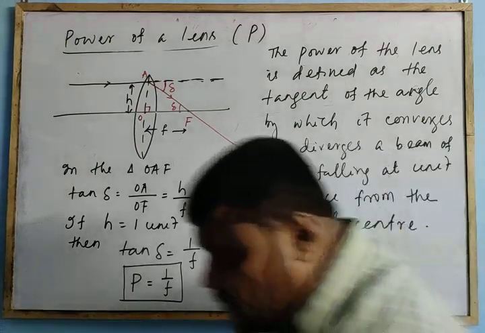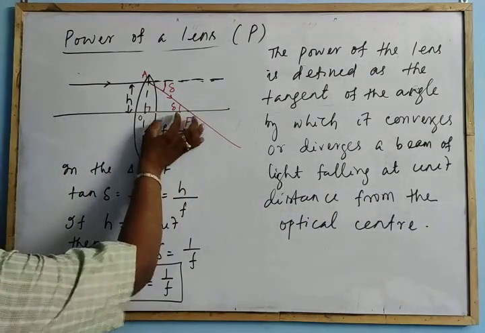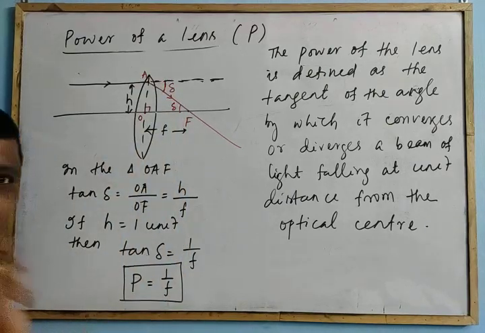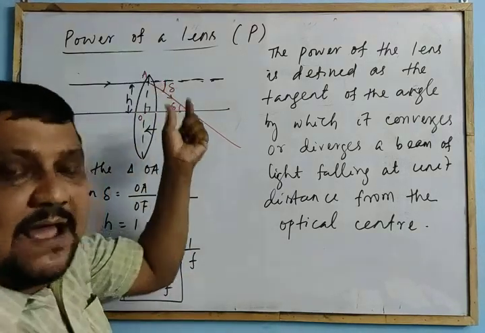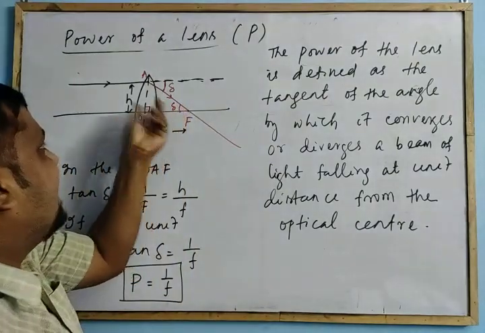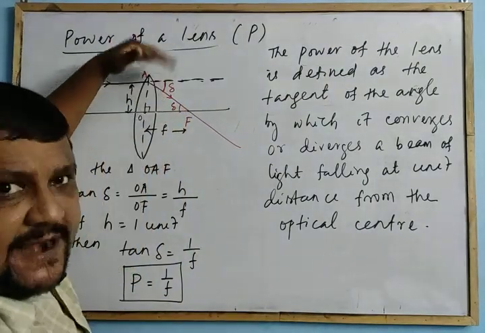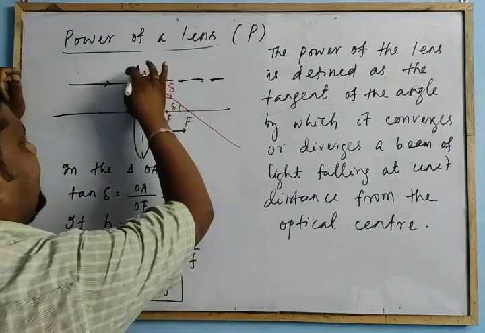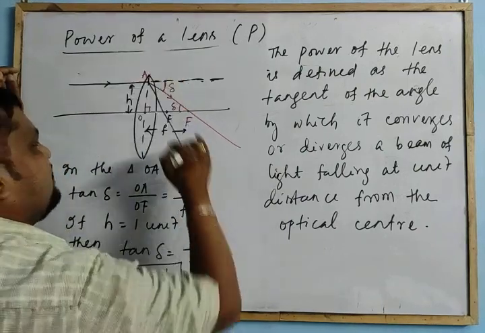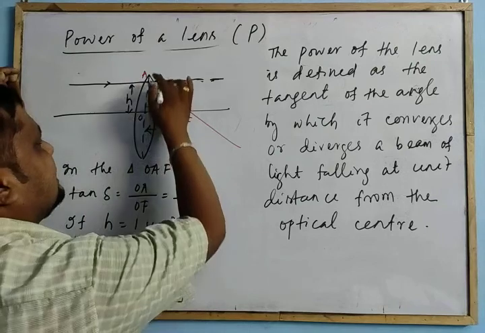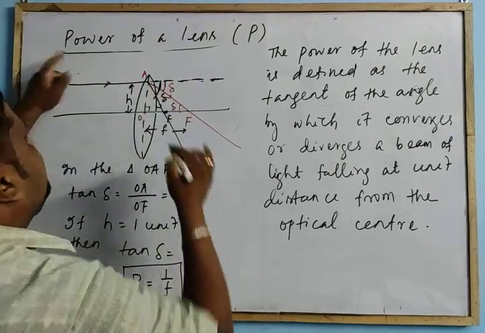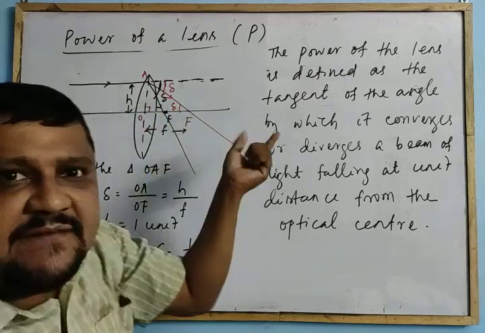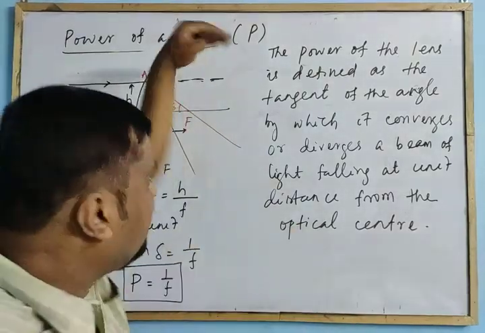And I already told you that the smaller the focal length, the more the bending. In the power of a lens, I have defined that the smaller the focal length, the more the bending. Because if the focus comes closer, then as you know, a ray incident parallel will always pass through the focus, so there is more bending. So delta is more, and the power will be more. Smaller is the focal length, more is the ability to diverge or converge.